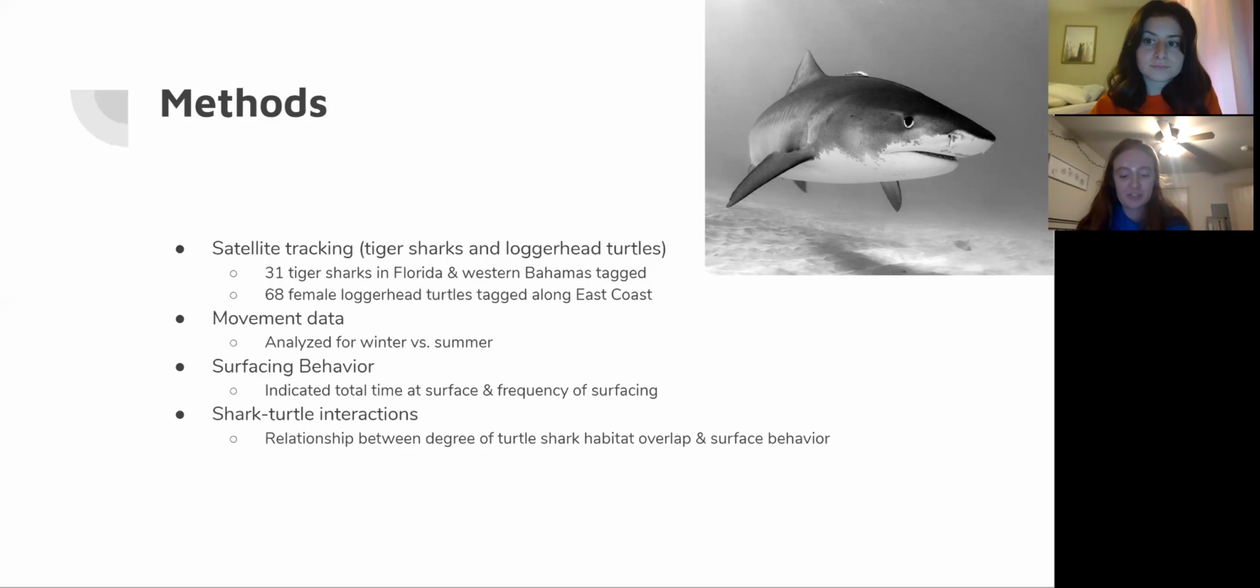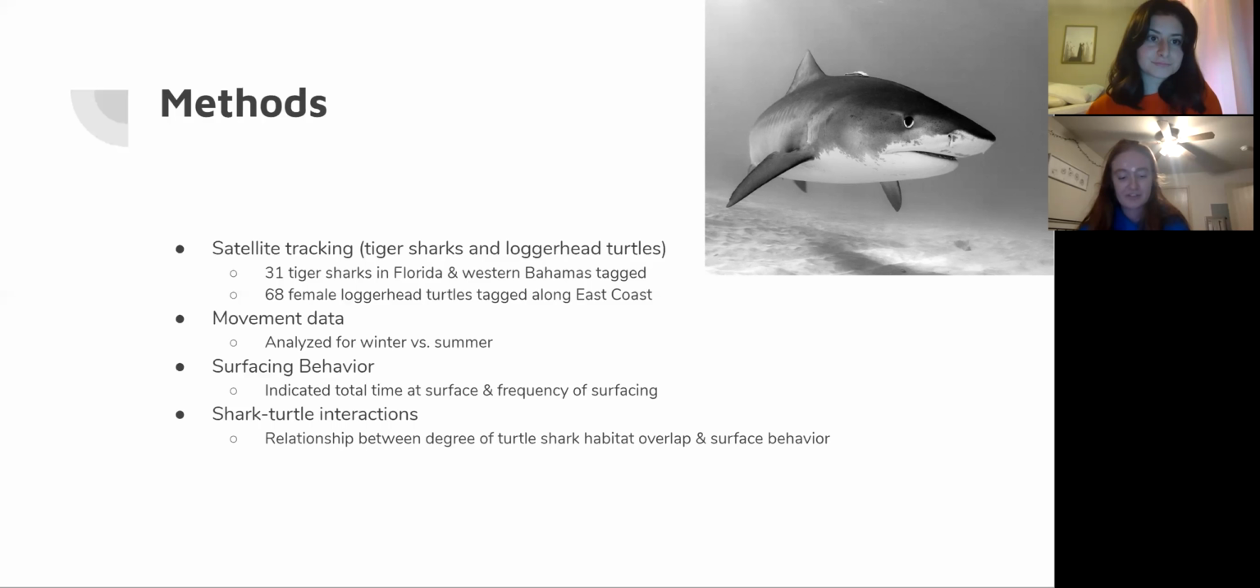The home ranges were determined separately using kernel density estimates, and calculations were made for the spatial overlap of the core home ranges, which were high-risk areas for turtles and high predation opportunities for sharks. Data was analyzed comparing the winter versus summer months.